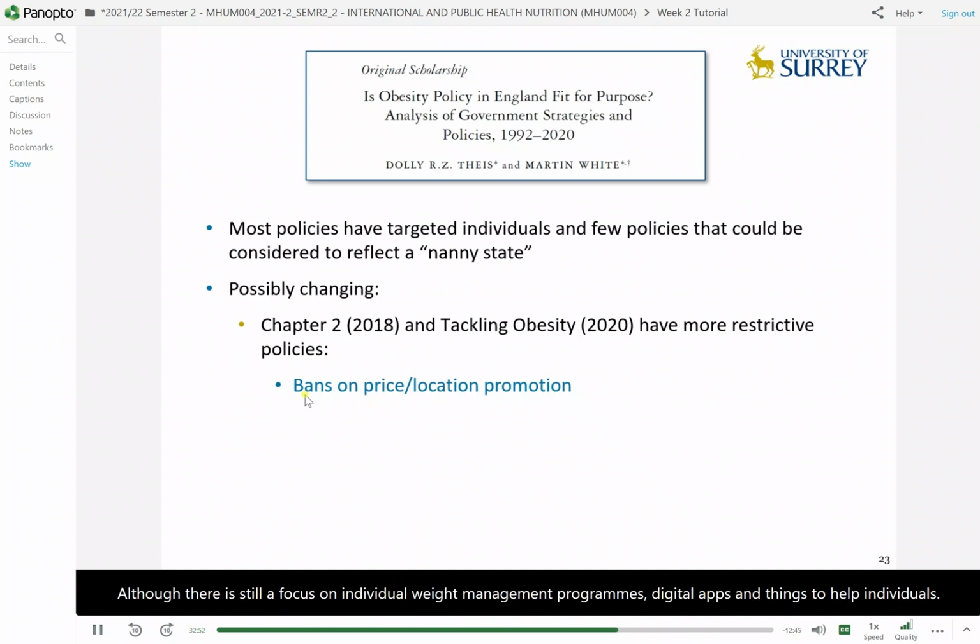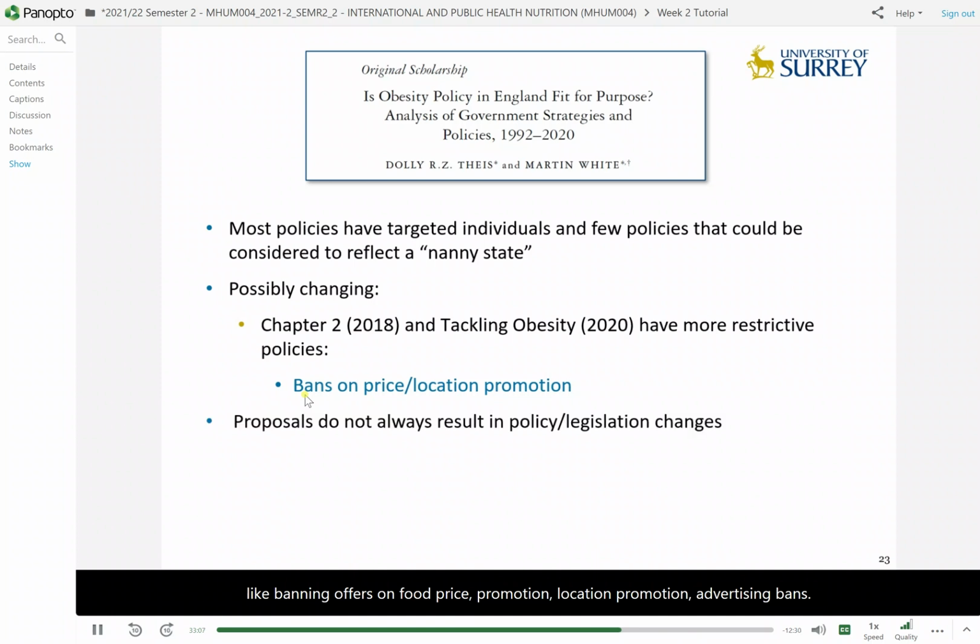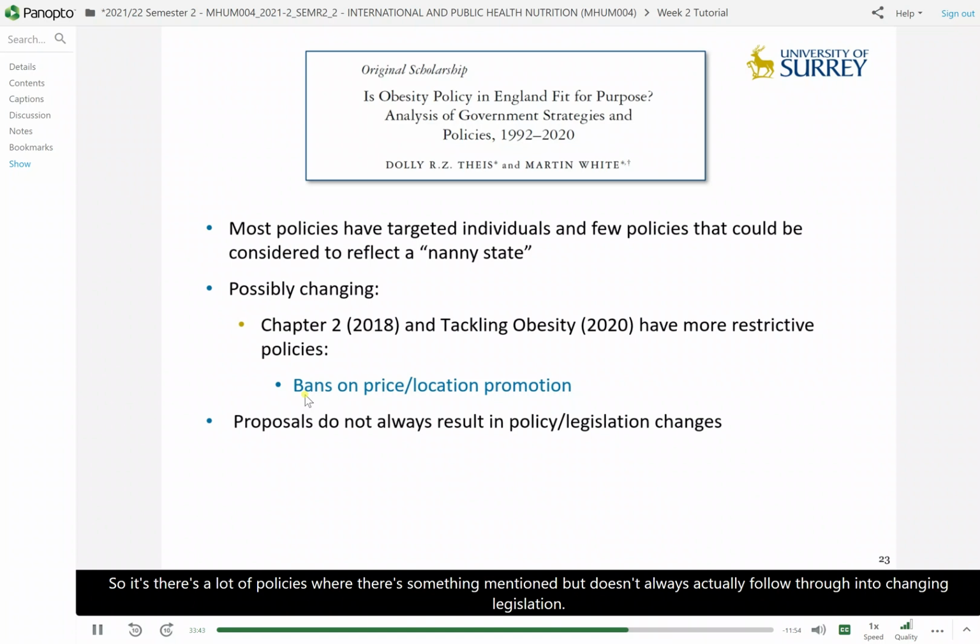And although there is still a focus on individual weight management programs, digital apps and things to help individuals, there's now a little bit more focus on these upstream national policies like banning offers on food, price promotion, location promotion, and advertising bans. So there is perhaps a move towards these bolder political actions of banning and changing what's available. But the other thing is that it's quite difficult to track this. You see that a policy has proposed a consultation on banning advertising before 9 o'clock. And then that doesn't happen, and it's reiterated in the next policy, and in the next chapter, but it doesn't always translate into legislation. So there are a lot of policies where something is mentioned but doesn't actually follow through into changing legislation.